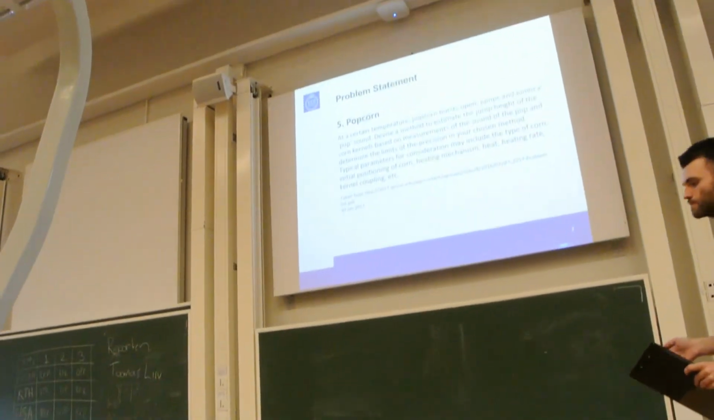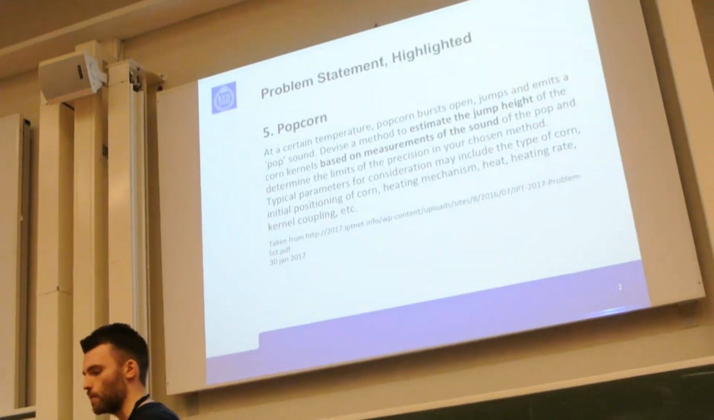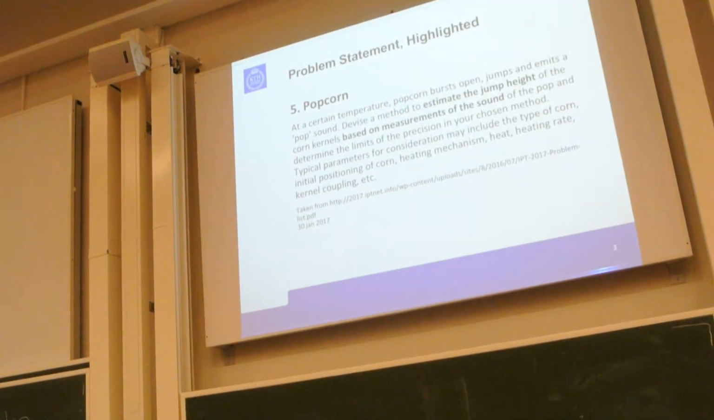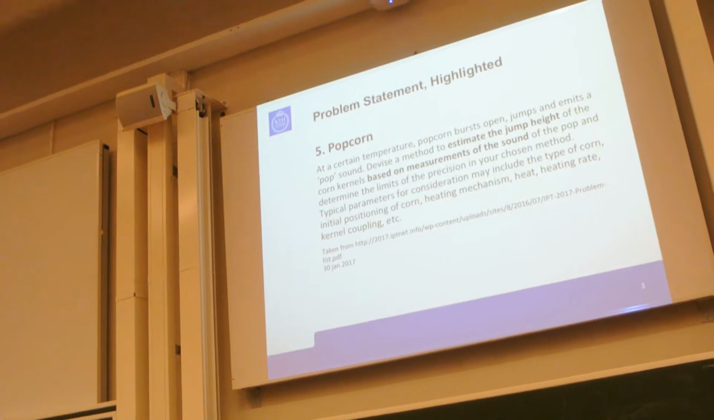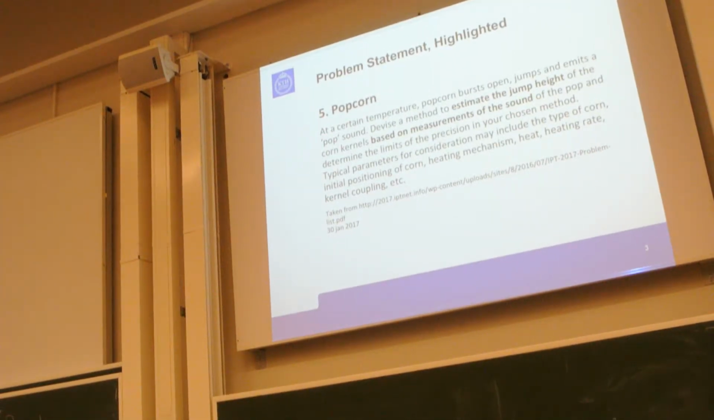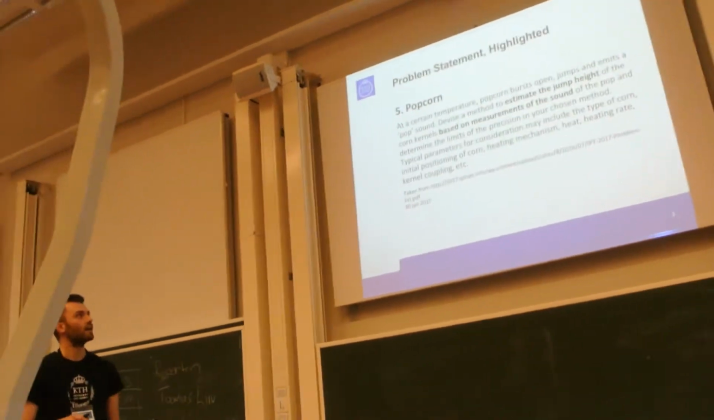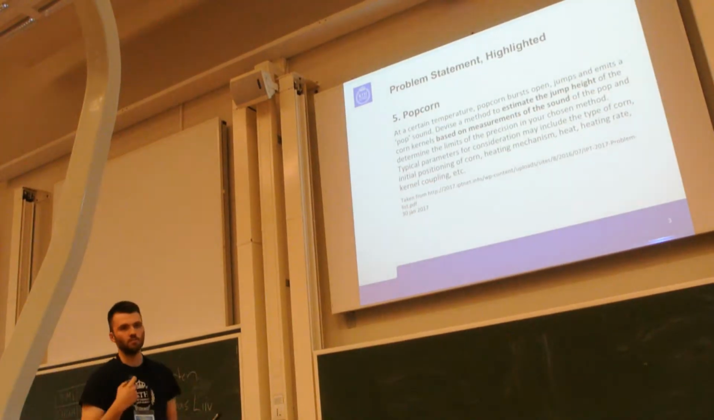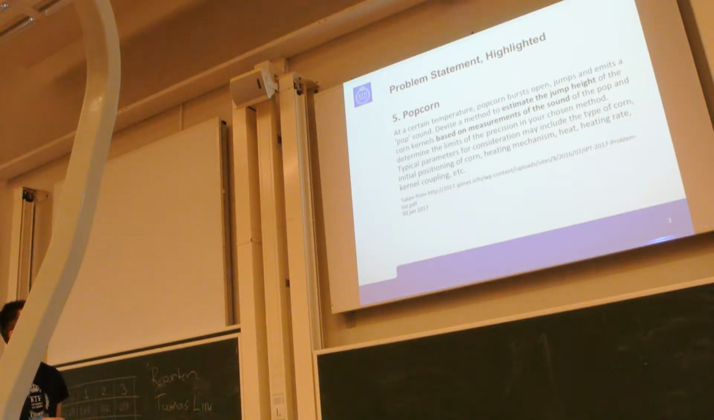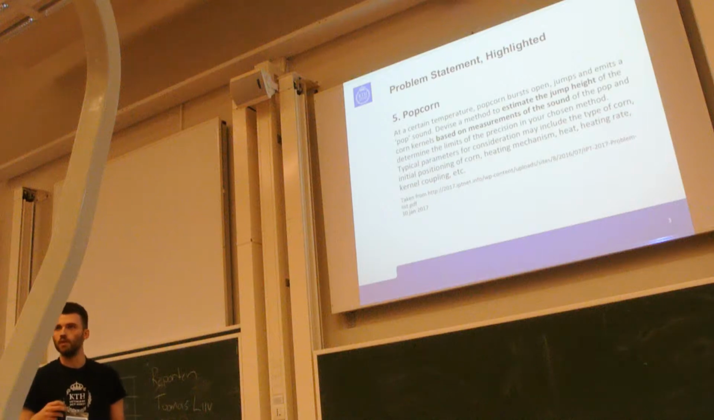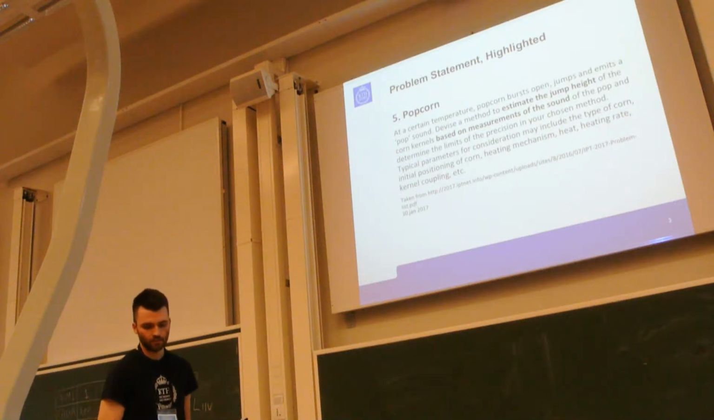Let's start with the problem statement, or maybe with the emphasis of the problem statement. The problem statement says that at a certain temperature, popcorn bursts open, jumps and emits a pop sound. And we are to devise a method to estimate the jump height based on measurements of the sound. So this is the essence of the problem: to produce a method to estimate the jump height based on the measurements of the sound. The problem statement goes on to include some parameters, such as type of corn, initial positioning of corn, heating mechanism, heating rate, and kernel quantity. But the real essence of the problem is to produce this method.